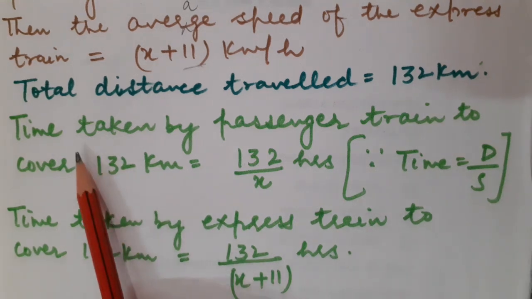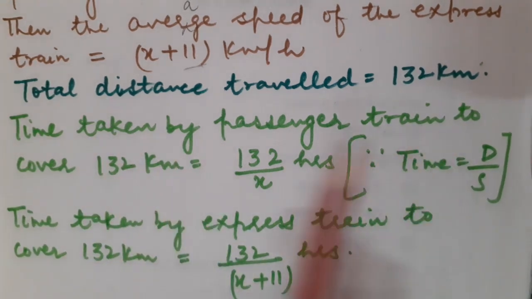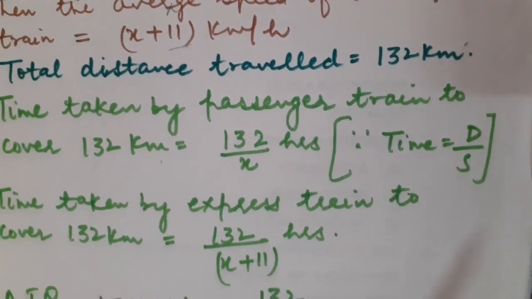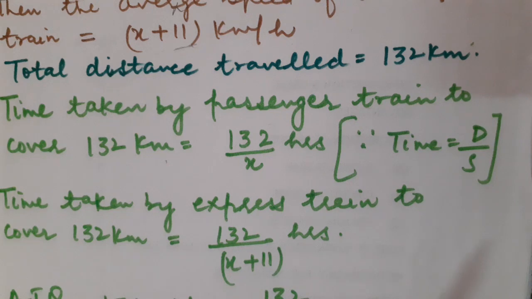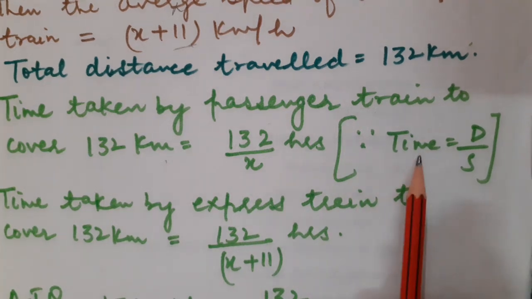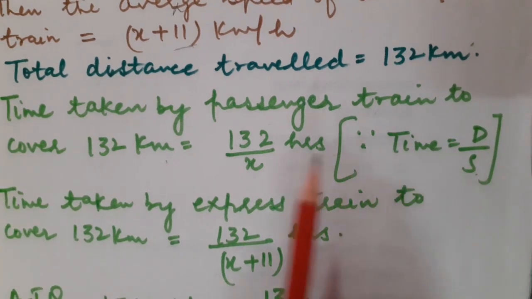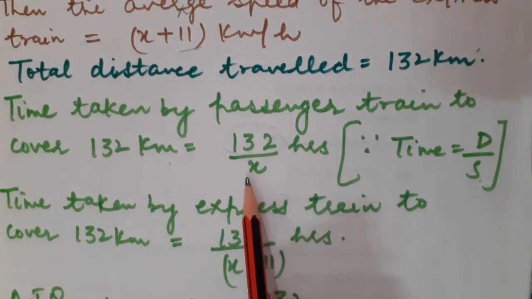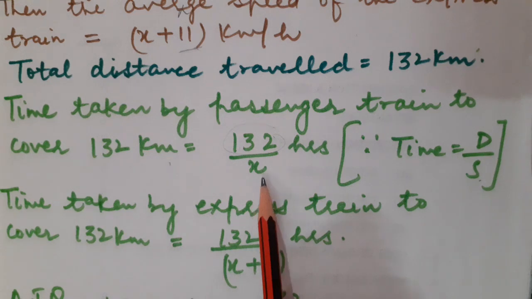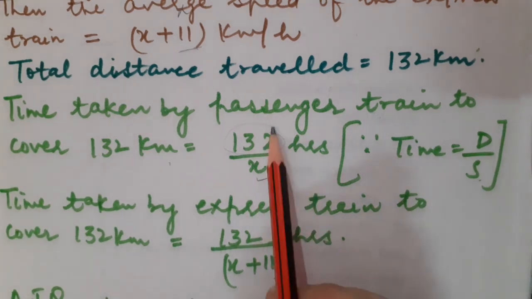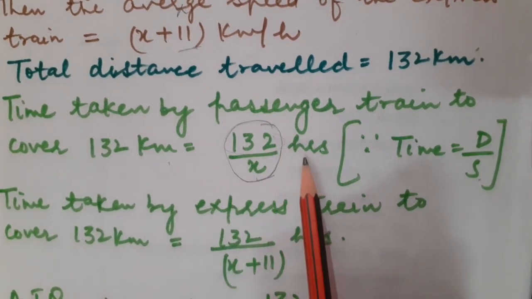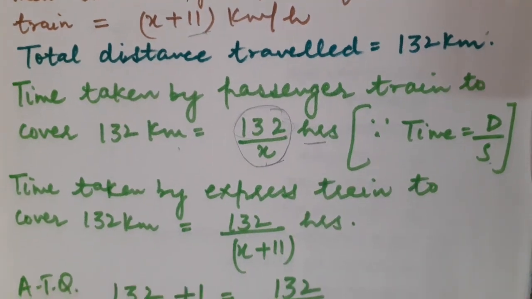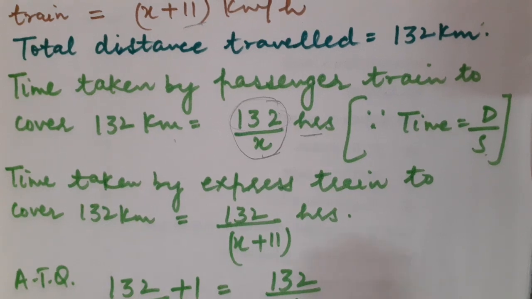Now children, we have to find out the time taken by the passenger train to cover 132 kilometer. Children, you know very well what is the formula to calculate time when you know the distance as well as the speed. Time is equal to distance upon speed. What is the distance? That is 132 kilometer. Correct? And what is the average speed of the passenger train? That is x. So 132 upon x would be the time taken by the passenger train. Correct? Now let us find the time taken by the express train.